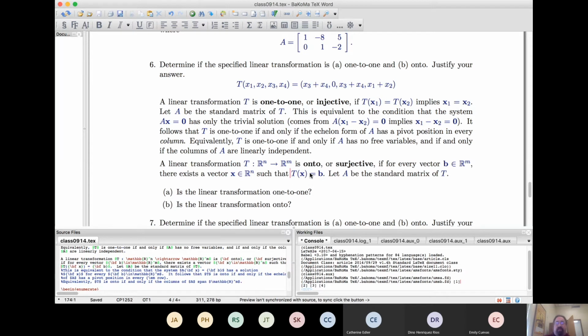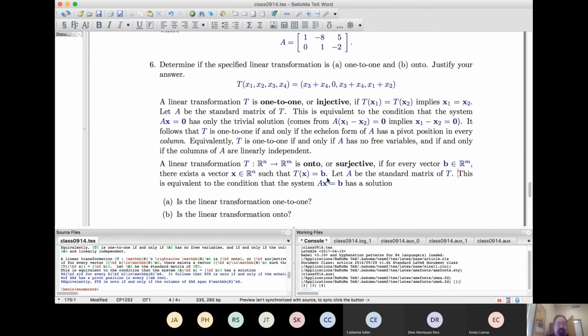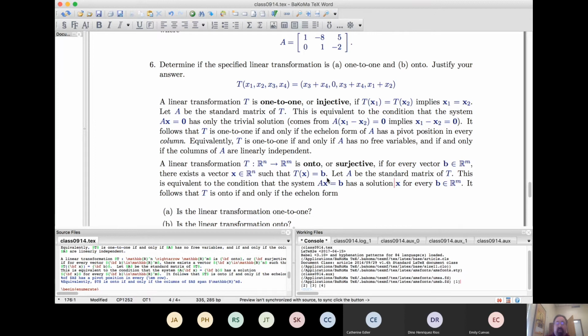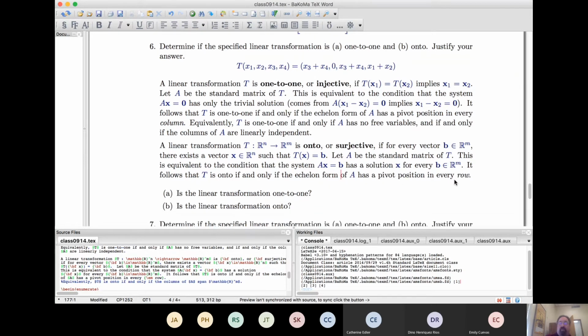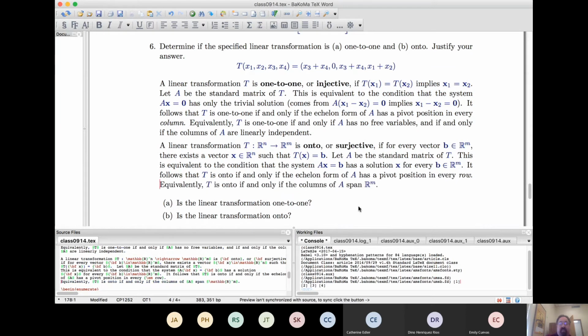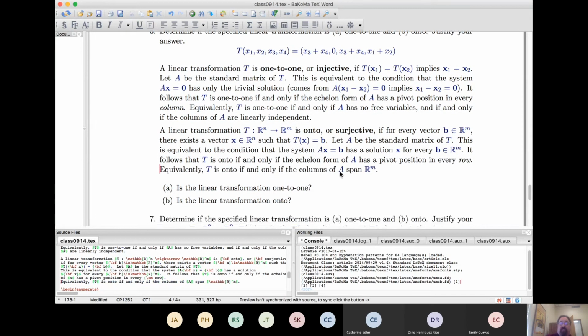So now suppose I have a matrix of the transformation, A. I'm saying that for any b, Ax equals b has a solution. So the question we can ask is, once we get the matrix A, does Ax equal b have a solution for every b? Well, for that, we again check the echelon form. Does it have a pivot position in every row? Another way of describing it is, do all the columns of the matrix span the output space Rm? But it's probably easiest to think of this in terms of pivot positions.